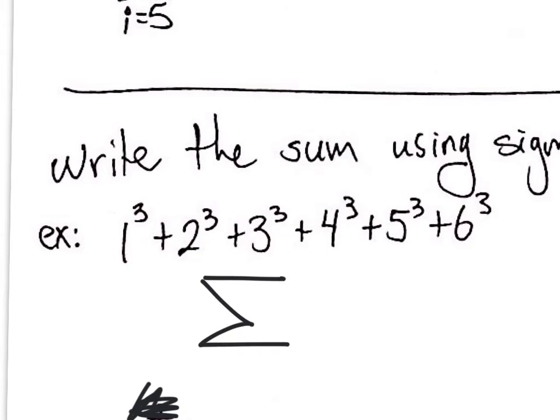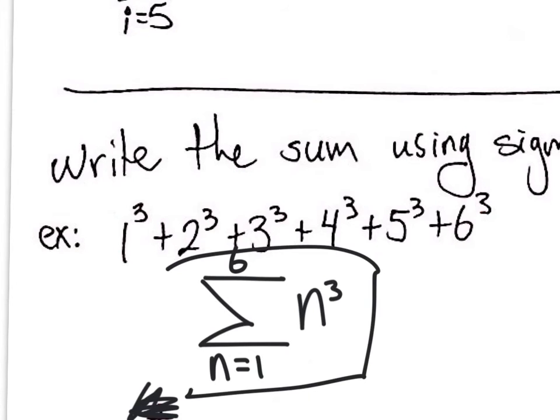So pick a letter, any letter, we could use n. We're going to start at n equals 1 because that's the first integer being plugged in. And the function is we are raising it to the third power. And we go from n equals 1 up to n equals 6. So it would look like this, and this could be described as the sum of n cubed from n equals 1 to n equals 6. And you could add all those up and get some big number.